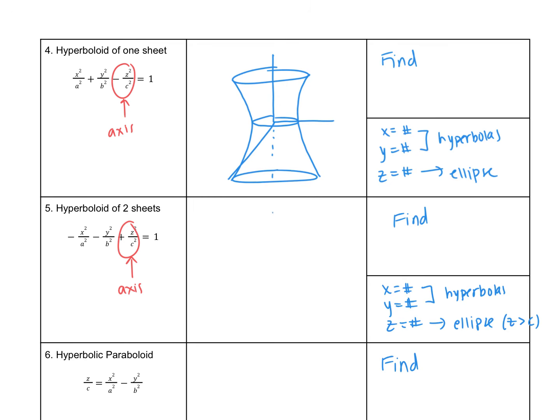So what this one gives us when we go to graph, something like that. So that is our hyperboloid of 2 sheets. And I know I'm going through these quickly, but we're going to do some examples where we see how to actually use this.